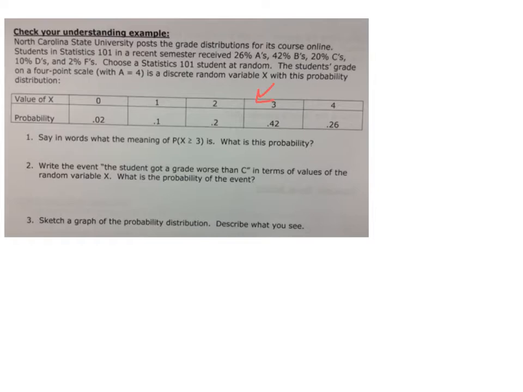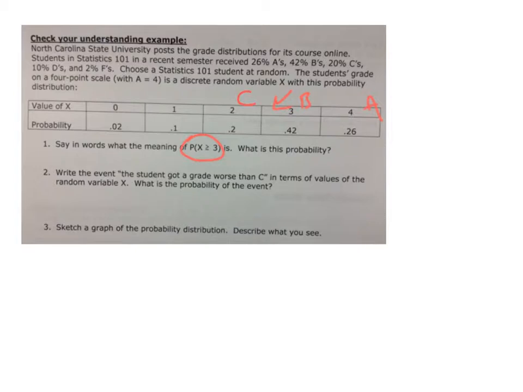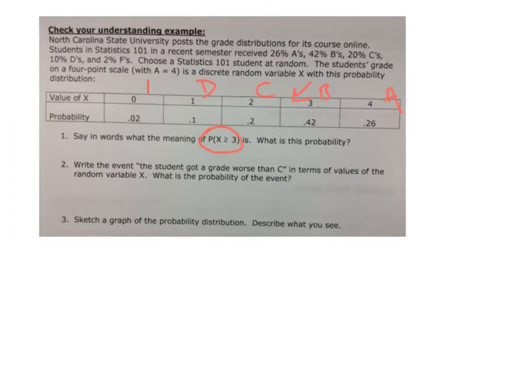Okay, so number 1 asks you to say in words what the meaning of the probability X is greater than or equal to 3 is. What is this probability? Well, in words, what this means is that the student got a B or better, because this is an A, this is a B, a C, a D, and an F. So my words for the meaning of the probability X is greater than or equal to 3 are: what is the probability that a student earned a B or higher? Okay, that's how I put that into context.